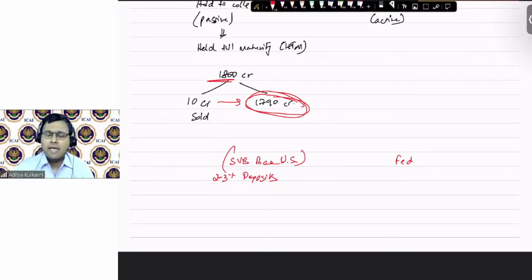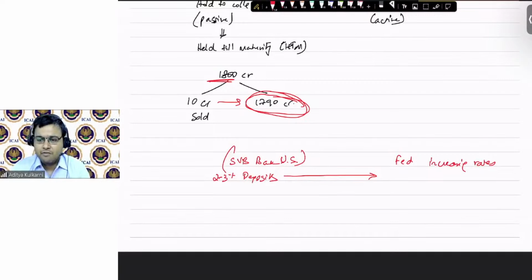RBI ने क्या किया? What did the Fed do? Fed started increasing the interest rates. SVB is a private one. Fed means the government. So what people started doing is they started moving deposits from here and ultimately started investing in the Fed, because Fed wanted to control inflation.